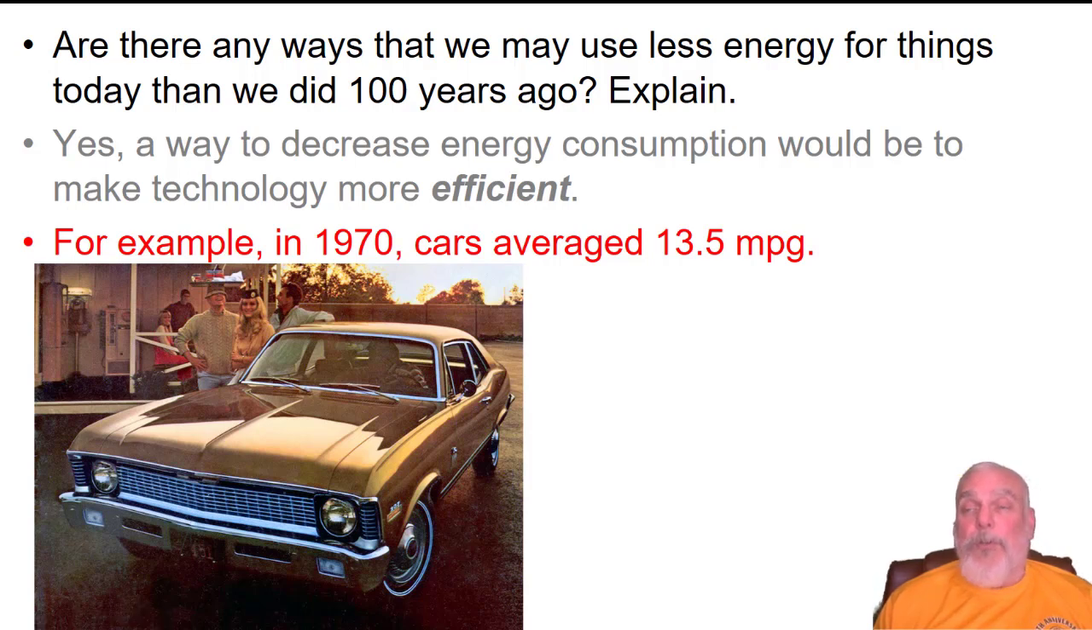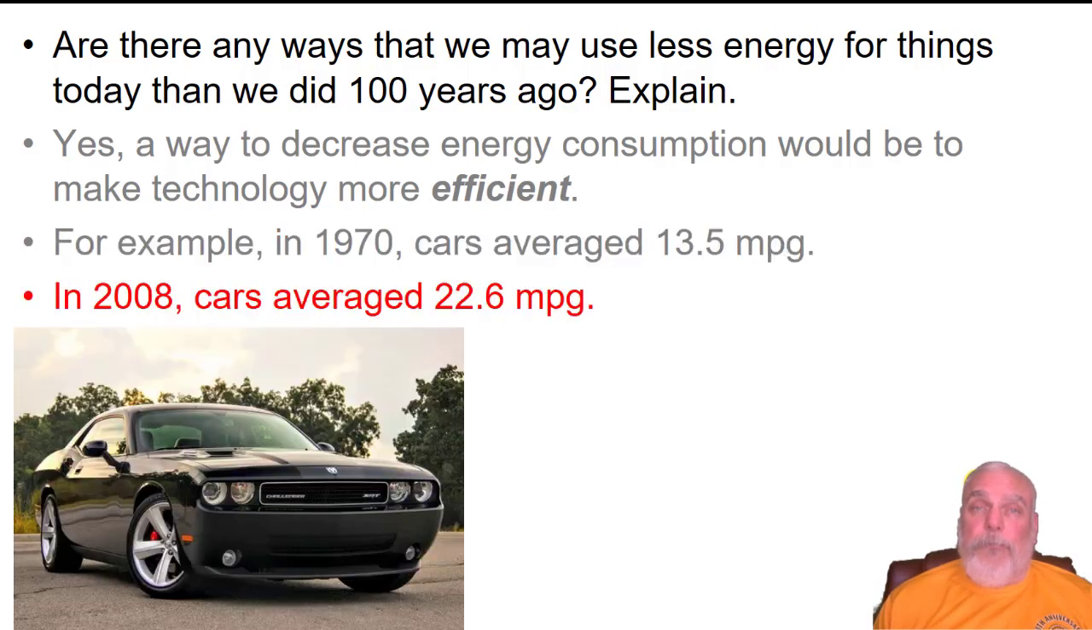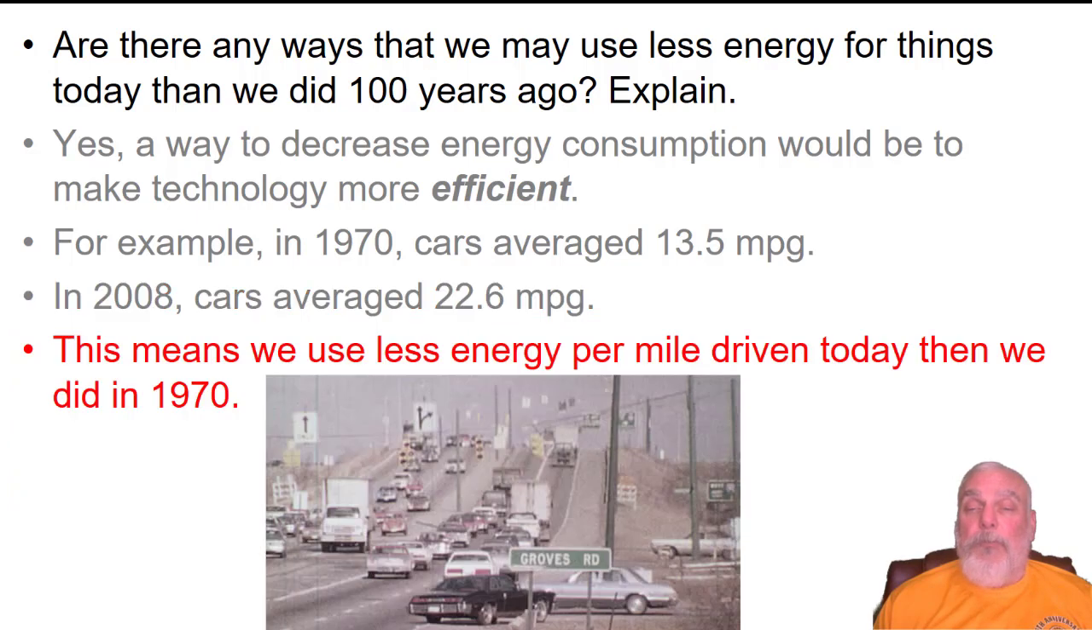Other areas that we could see that, for example, in the 1970s, cars averaged less than 14 miles per gallon versus more recently, cars in the year 2008, they averaged almost 23 miles per gallon. So that's much more efficient. So we would use less fuel now to drive a mile than people in the 1970s. And people in the 1970s, they would use more gas to drive the same distance as we would do today.